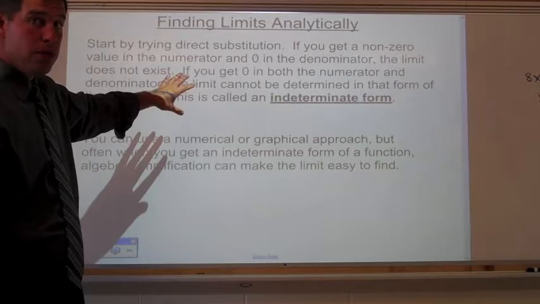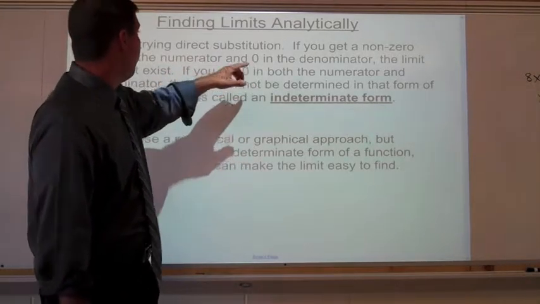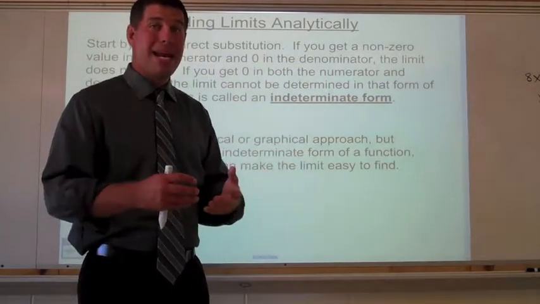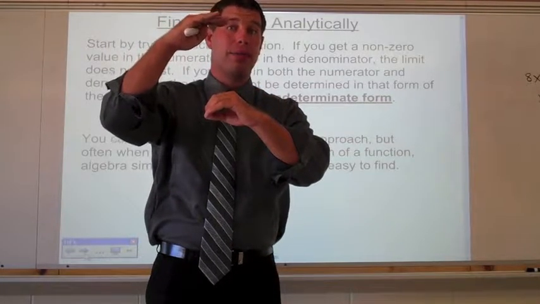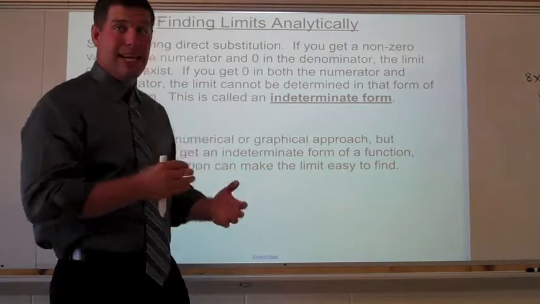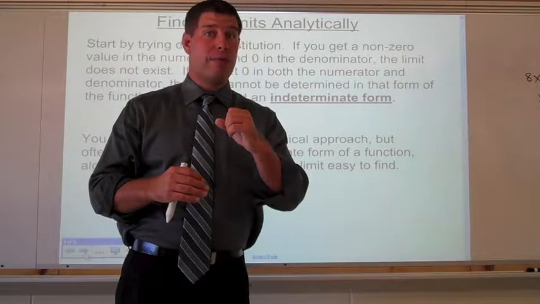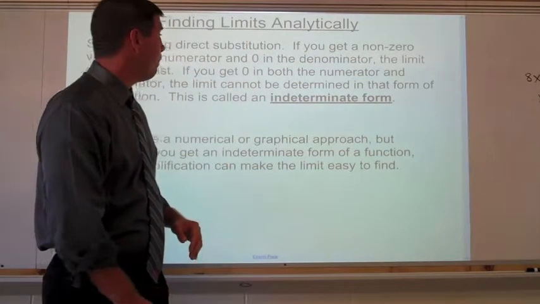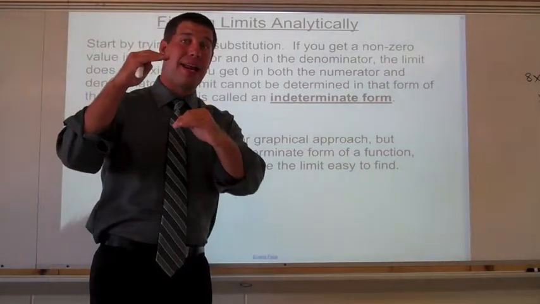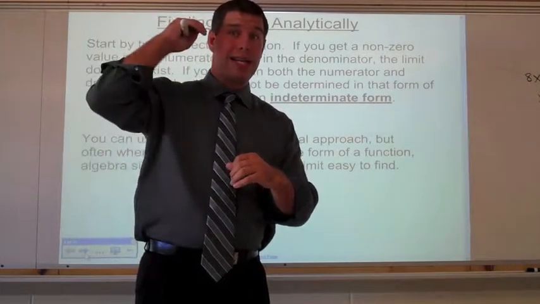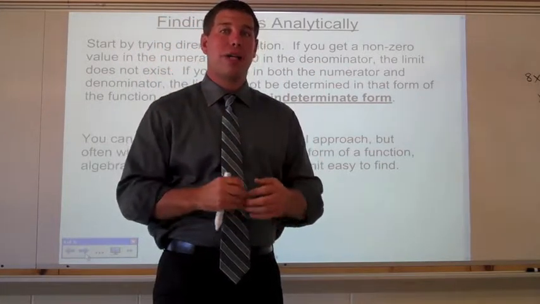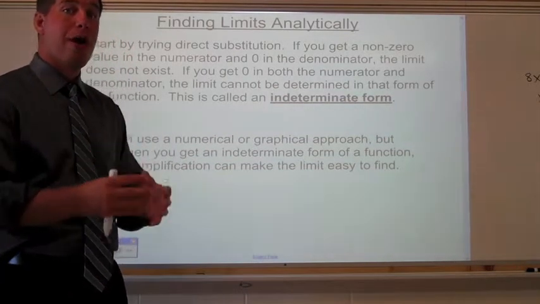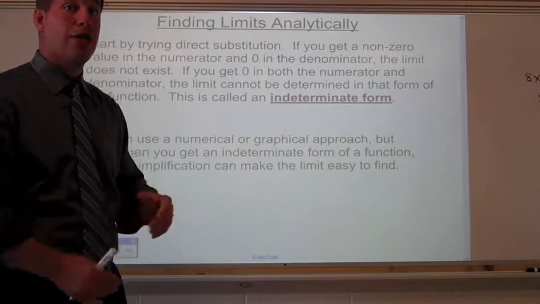This sums up when we want to use some algebra to solve it. When you use direct substitution, if you get a non-zero value in the numerator and 0 in the denominator, meaning some number on the top and 0 on the bottom, then your limit does not exist. 0 in the denominator makes the fraction undefined, therefore your limit does not exist if there's a non-zero number in the top. If you get 0 in both the numerator and the denominator, you plug in a number in a rational function and get 0 in the top and 0 in the bottom, that is called an indeterminate form. That means you cannot determine the limit from that form of the expression, and you're going to have to try another approach.